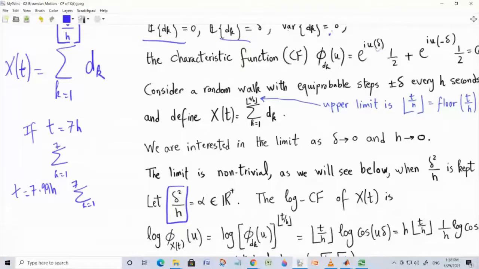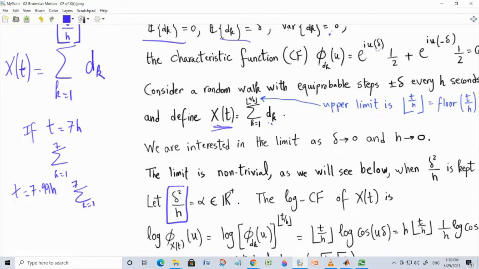I mean, there will be a mathematical step that, if you don't obey this one, the result that you get for x of t will fail. So now x of t is a random variable, and actually we know its characteristic function, because we know the characteristic function of every d_k, and d1, d2, d3 is an IID random process. And so the characteristic function of x of t is the characteristic function of one of the d's raised to a power that is equal to the number of terms in this summation.